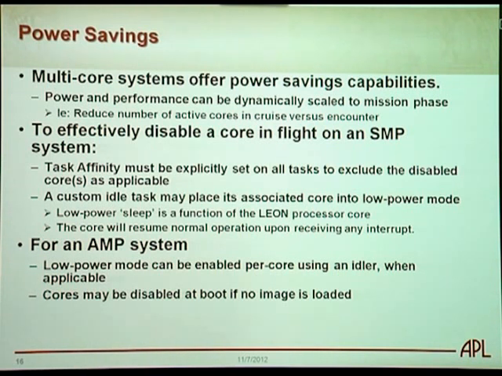So, continuing on, one of the main advantages in a multi-core system in general, taking SMP and AMP considerations aside, is power savings. At least on the Leon processors and most of the other multi-core systems we've heard of, you can actually disable a core or send it into a low power state. On the Leon, there's effectively a low-level sleep operation that, when running, takes the processor into a very low power state until an interrupt of some sort wakes it up and it resumes normal operation.